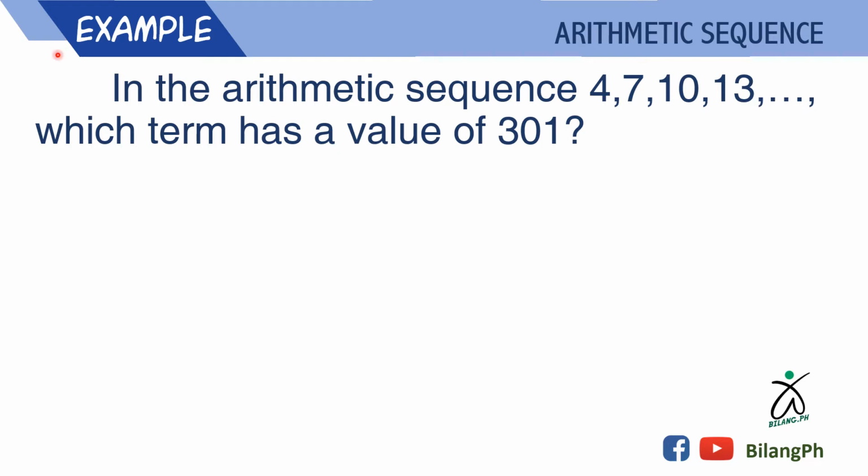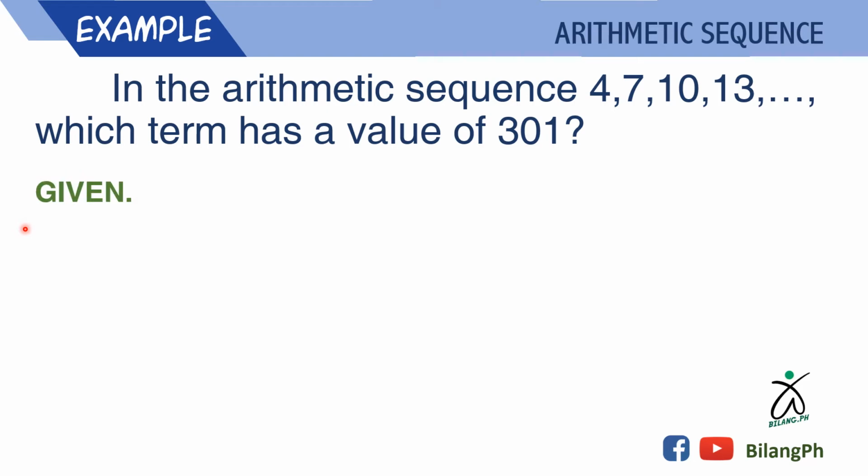For example, in the arithmetic sequence 4, 7, 10, 13, and so on, which term has a value of 301? Ang hinahanap ay kung pang ilan daw si 301. Pwede mong magamit ang common difference niya at i-add na lang hanggang makarating ka sa 301. Tapos bilangin mo kung pang ilan si 301. Pero kung mapapansin nyo, napakahaba ng addition na gagawin mo. Impractical na mag-add ka ng mag-add. Yun ang gamit ng formula para mas mapadali ang paghahanap ng mga nawawala.